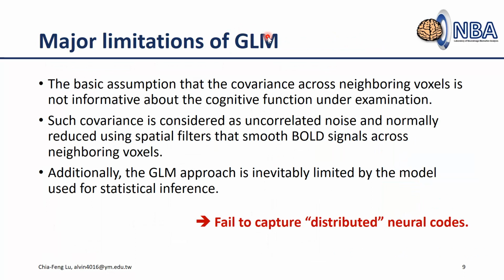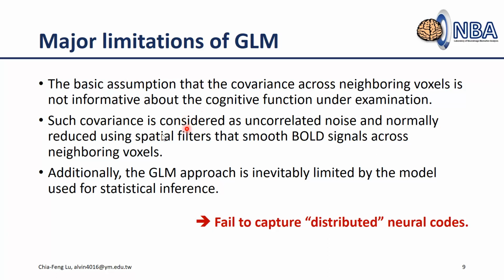Even the GLM is the classical approach. However, the major limitation of the GLM is the basic assumption right here: that the correlation or covariance between voxels is actually not that important. Normally, for GLM analysis, they just ignore the covariance or correlation between voxels. So there is no way that we can discuss the so-called pattern within the brain regions.